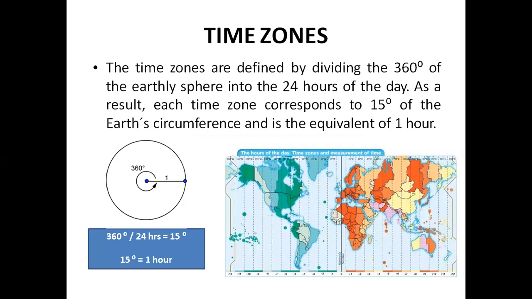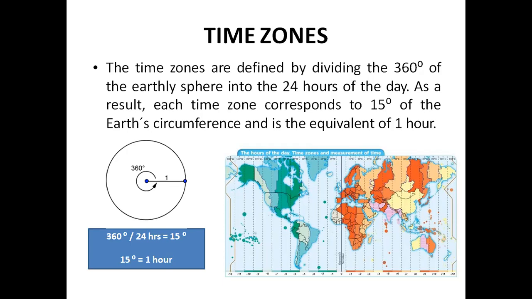So the time zones are classified, whatever I was saying, in this particular slide. The time zones are classified by dividing the 360 degrees of the Earth into 24 hours of the day. As a result, each time zone corresponds to 15 degrees of the Earth's circumference and is the equivalent of 1 hour. So 360 degrees divided by 24 hours is equal to 15 degrees, which would be equal to 1 hour. And that's why you do have 24 different kinds of time zones.